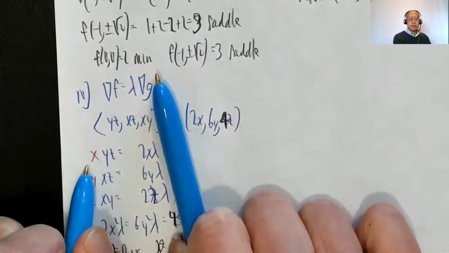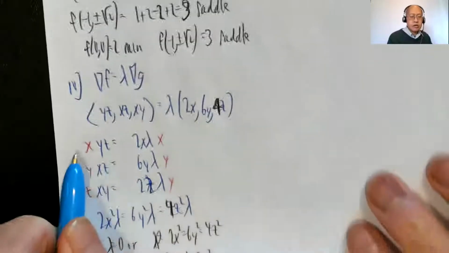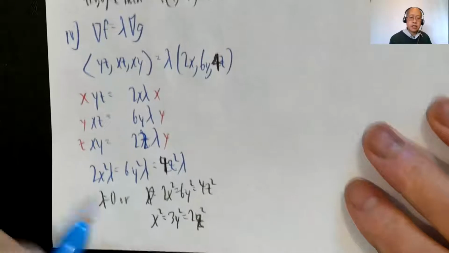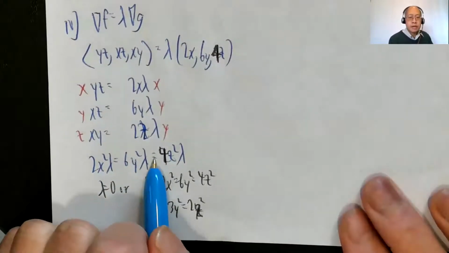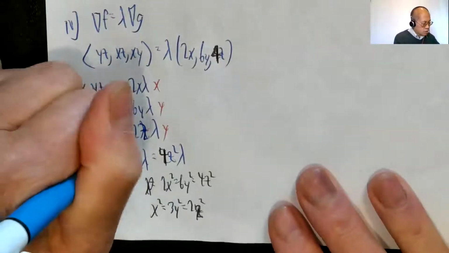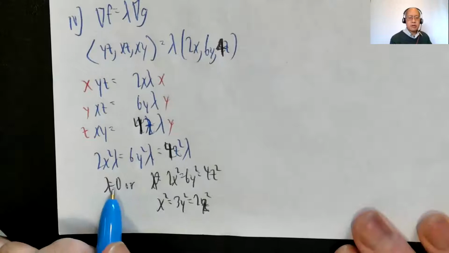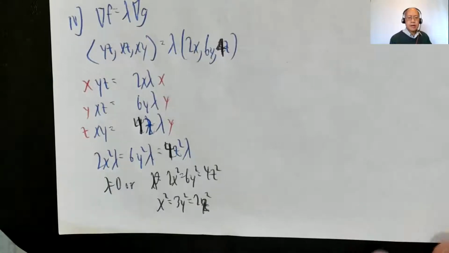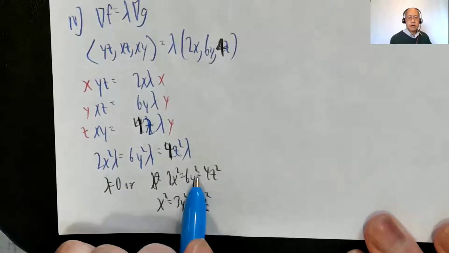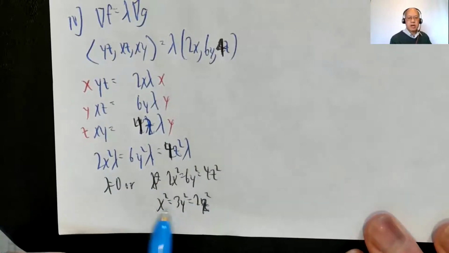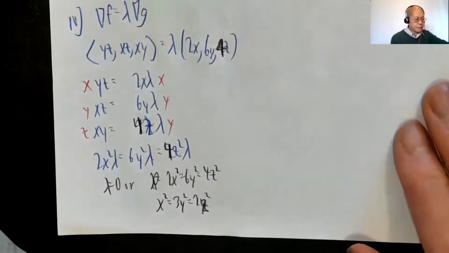A very convenient trick is to multiply this one by x, by y, by z. So all of these equal xyz, therefore they have to equal each other. So 2x squared lambda equals 6y squared lambda equals 4z squared lambda, which is true if lambda is 0, or if lambda is not 0, divide by lambda, and you get 2x squared equals 6y squared equals 4z squared, or x squared equals 3y squared, which is equal to 2z squared.